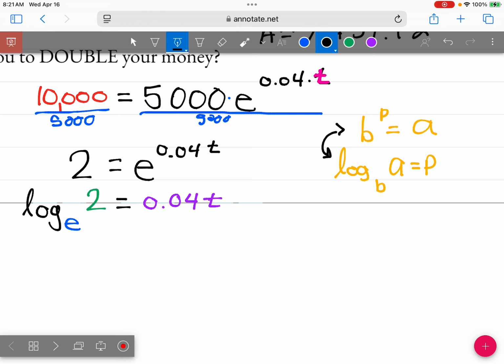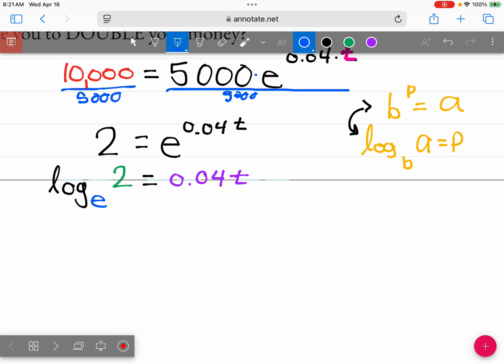So log base e is all super duper wonderful, but there is an easier way to write log base e: ln. So this is ln of 2 equals our 0.04t. We like this because ln's a button on the calculator and we don't have to use a change of base for anything. Huzzah. We love that. ln of 2 is a number. A gross number, but a number.